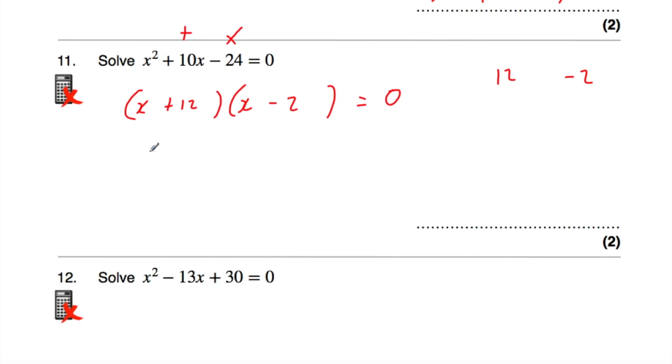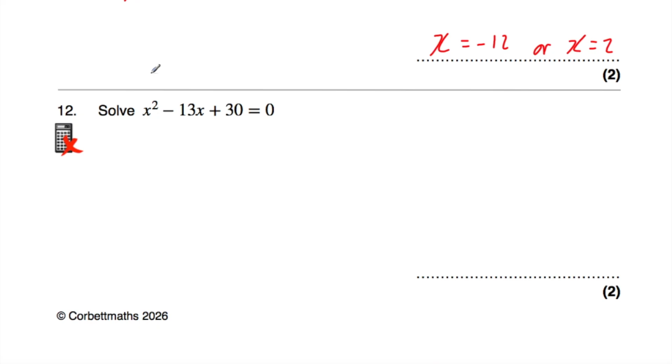And that means then in terms of our solutions that x would be equal to negative 10 or x would be equal to 2. And that's it. That's our two solutions. X equals negative 10 or x equals 2. Okay, let's look at our next question, question number 12. So question number 12, we've been asked to solve x squared minus 13x plus 30 equals 0. So again, we've got a quadratic equaling 0. So let's factorize this. So bracket, bracket, bracket, bracket equals 0.